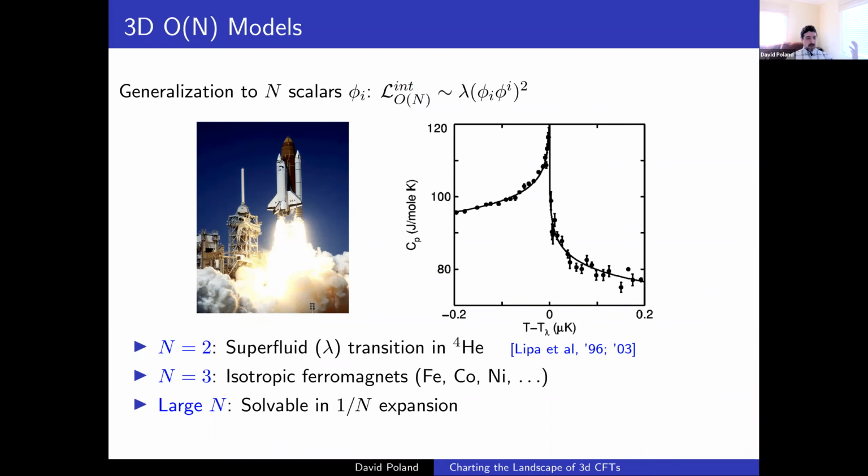The O(3) model is also interesting. It's sometimes called the Heisenberg model, the conventional model of ferromagnetism. You expect it to describe isotropic ferromagnets, where the underlying spins are free to rotate in 3 dimensions. And large N is also interesting because you can solve these theories analytically in a 1/N expansion. Also, there are interesting connections to AdS/CFT and Vasiliev theory at large N.